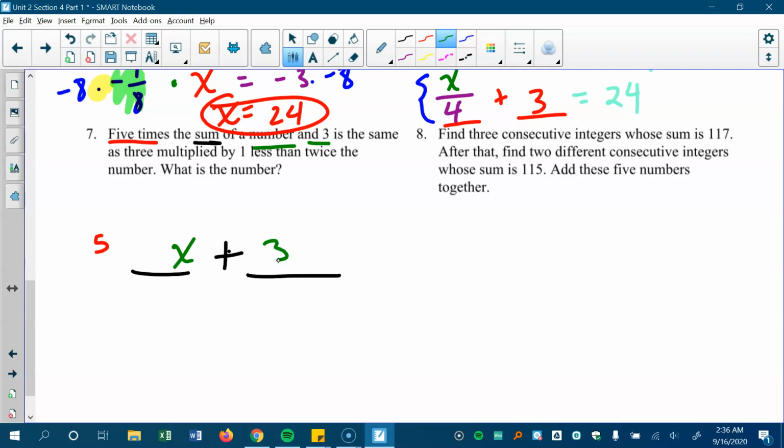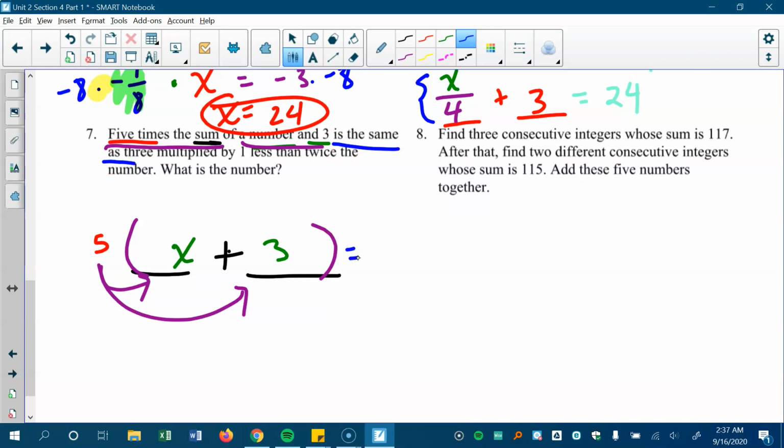But when it says 5 times the sum, it didn't say 5 just times x. It said 5 times x and 3, 5 times the sum. So we put the parentheses here. So 5 times the sum of a number and 3 is going to be both parts. Then it says is the same as. Is the same as is going to be an equal sign.